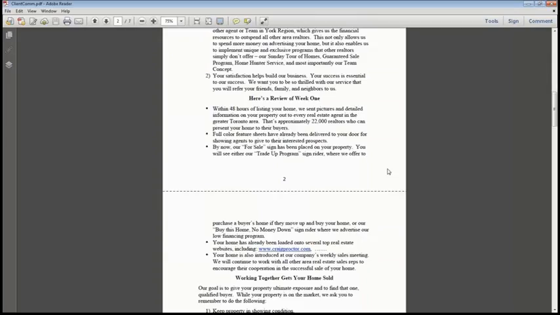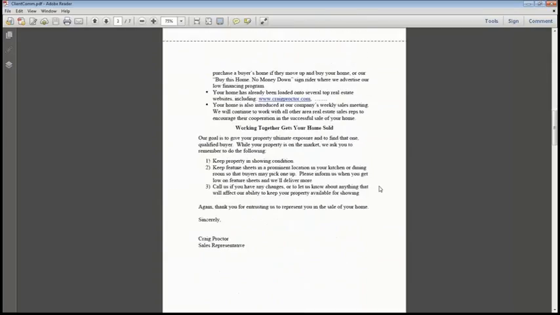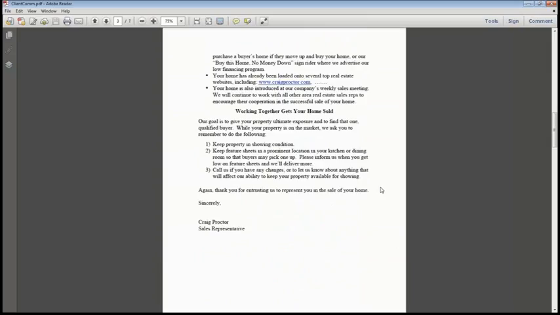Your home is also introduced at our company's weekly sales meeting. We will continue to work with all area real estate reps to encourage their cooperation in the successful sale of your home. Working together gets your home sold. Okay, now I'm on page 3. It says our goal is to give your property ultimate exposure and to find that one qualified buyer.